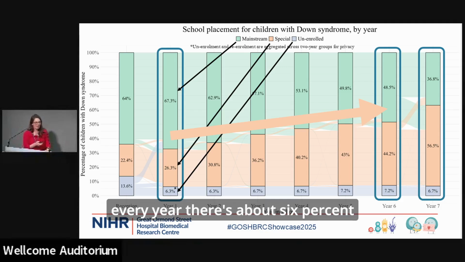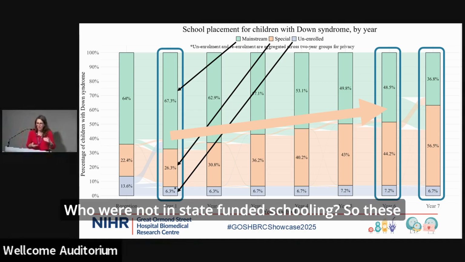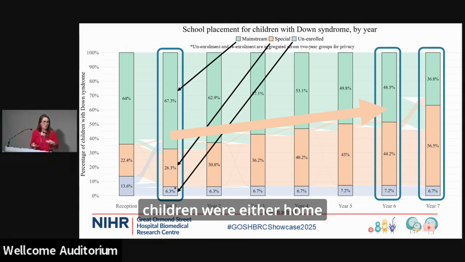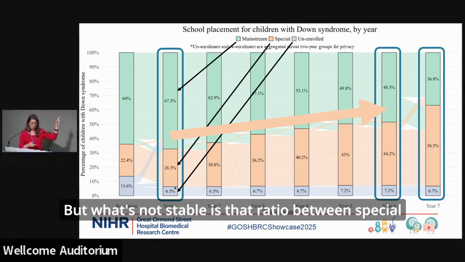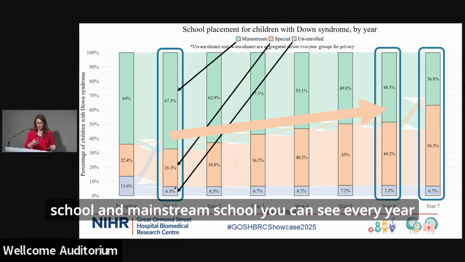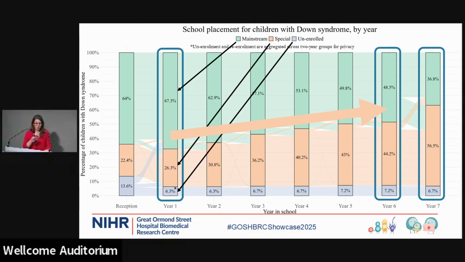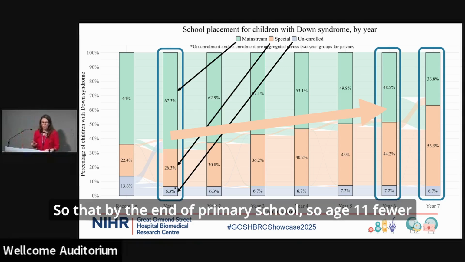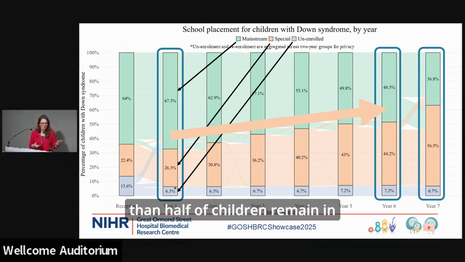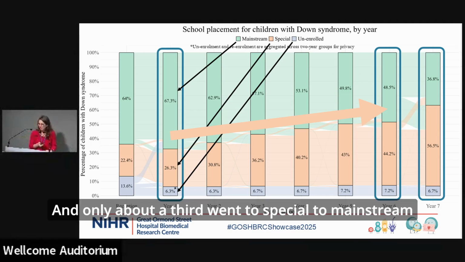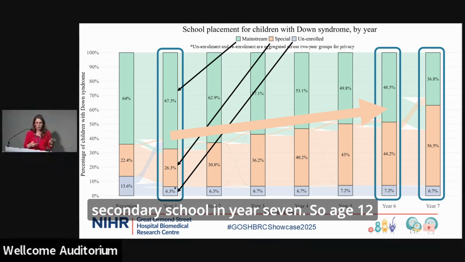And you can see that every year there's about 6% who were not in state-funded schooling. So these children were either home educated or in private schools. That rate is pretty stable. But what's not stable is that ratio between special school and mainstream school. You can see every year more children transfer to special school. So that by the end of primary school, so age 11, fewer than half of children remain in mainstream school, and only about a third went to mainstream secondary school in year 7, so age 12.